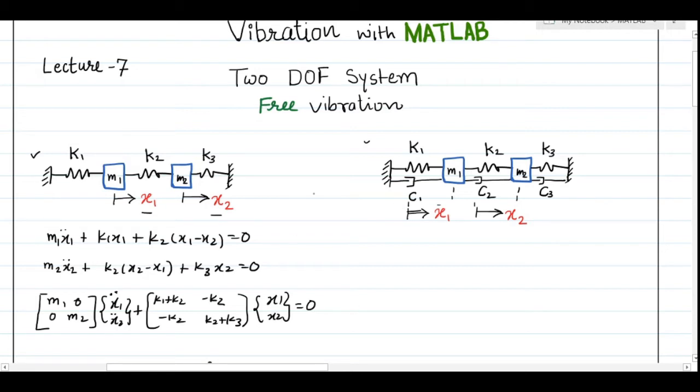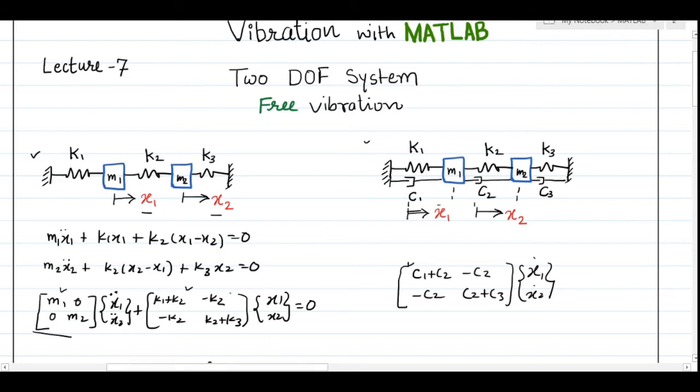Similarly, when we write the same equation for this damped system, in addition to your mass matrix and the stiffness matrix, we will have a damping matrix. For the current case, the damping matrix will also be a symmetric matrix, and that will be C1 plus C2, minus C2, minus C2, and C2 plus C3. The damping term is going to be multiplied by the velocity term.